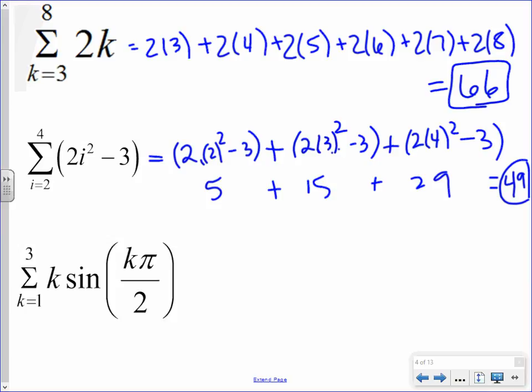Okay, last numeric example here. The sum from k equals 1 to 3 of k times sine of k pi over 2. It looks intimidating, but don't get intimidated.